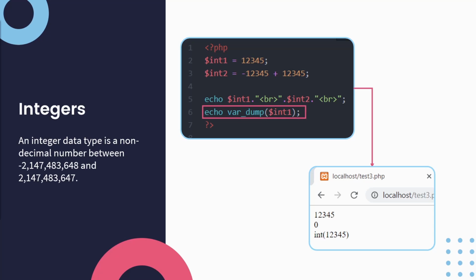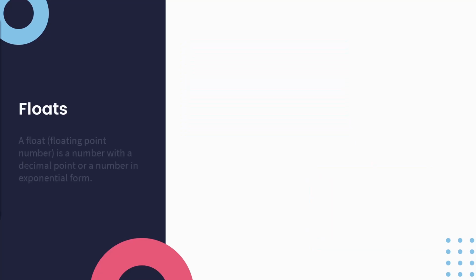Now, if we call the echo var_dump function and we pass in int1 as our parameter over here, we get this output that says int 12345, which is an indication that this is a data type of int or integer. And the other statement, the two lines at the top that we are outputting, is essentially just the value of int1 and int2. We also have floats, and floats are a lot like integers.